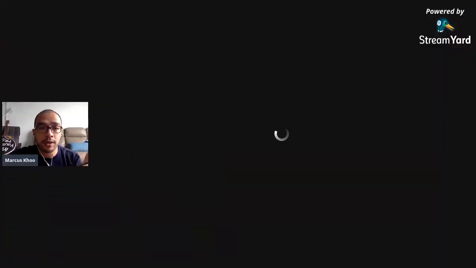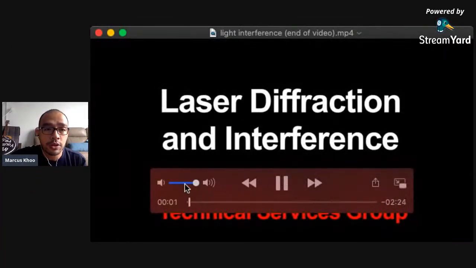Okay, the next one is light interference. I want to show you light interference. So this is how light interference looks like. But this one is a video combining both diffraction and interference. So you know what? I'm going to turn off the sound here because the sound is of no use.